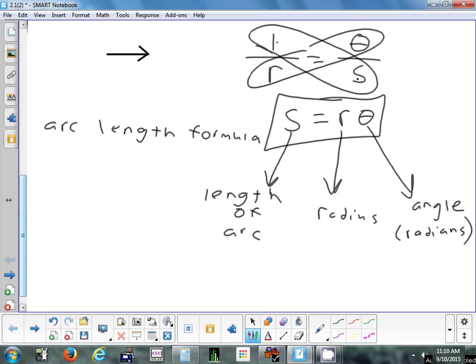Okay. In this formula, you could be asked to solve for one of 3 things. They could give you the radius and the angle and say find the arc. They could give you the arc and the radius and say find the angle, and so on. So it's three different possibilities. I will always give you 2 out of 3 of the letters, and you'll find the third. Okay, any questions on this formula? So this is important for the test.